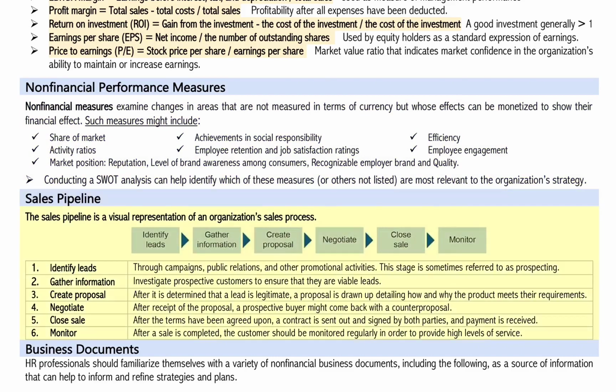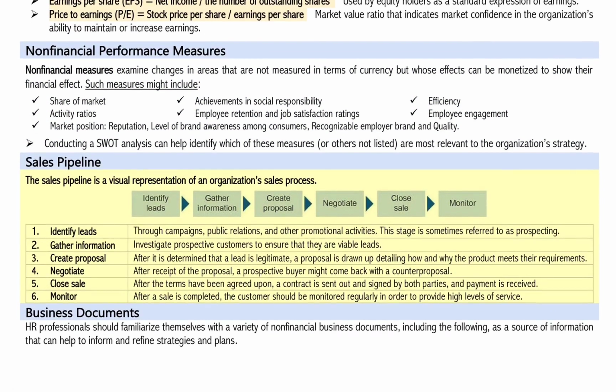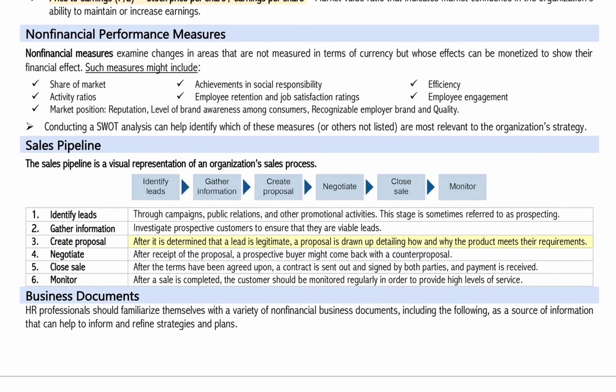Sales pipeline. The sales pipeline is a visual representation of an organization's sales process. 1. Identify leads. Through campaigns, public relations, and other promotional activities. This stage is sometimes referred to as prospecting. 2. Gather information. Investigate prospective customers to ensure that they are viable leads. 3. Create proposal. After it is determined that a lead is legitimate, a proposal is drawn up detailing how and why the product meets their requirements.